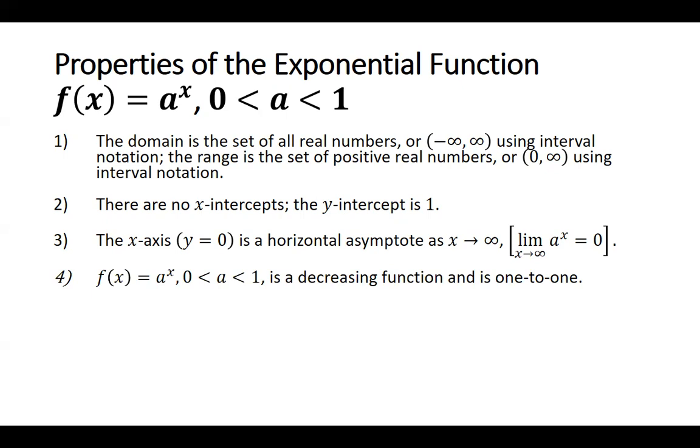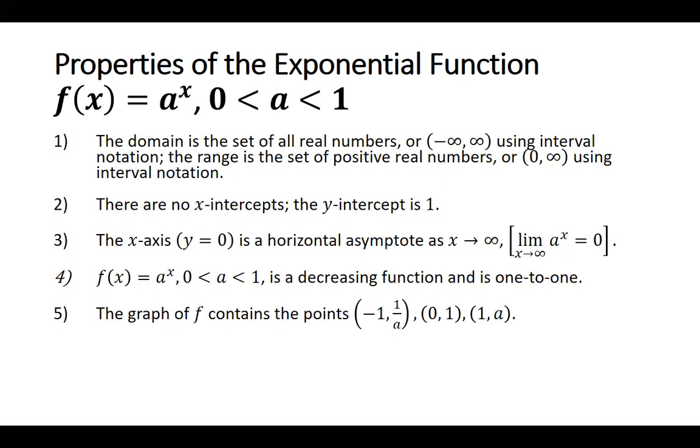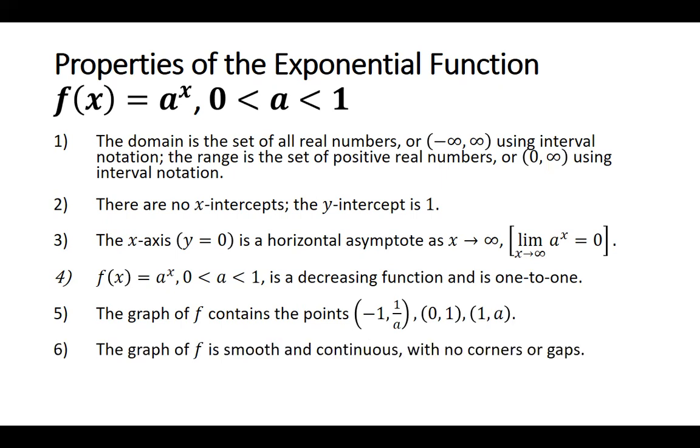f of x equal to a to the x, where a is between 0 and 1, is a decreasing function and one-to-one, right? Because when we have a greater than 1, any number that's greater than 1, as you multiply it together, is going to get larger and larger. Any number between 0 and 1 is going to get smaller and smaller as you multiply it together. It still contains the points -1, 1 over a, 0, 1, and 1, a. So that doesn't change. We're just changing whether it's increasing or decreasing. And the graph of f is smooth and continuous with no corners or gaps.